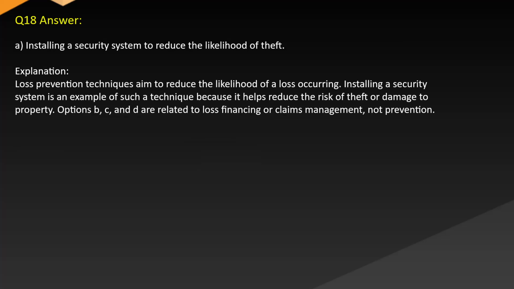Answer A. Installing a security system to reduce the likelihood of theft. Explanation: loss prevention techniques aim to reduce the likelihood of a loss occurring. Installing a security system is an example of such a technique because it helps reduce the risk of theft or damage to property. Options B, C, and D are related to loss financing or claims management, not prevention.